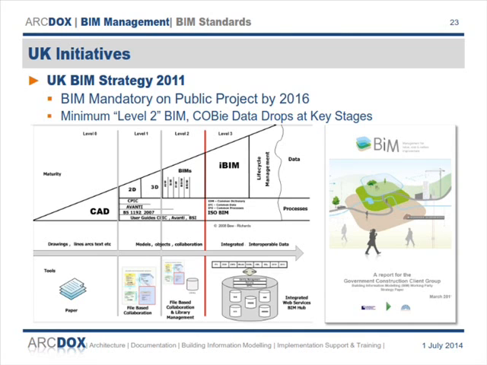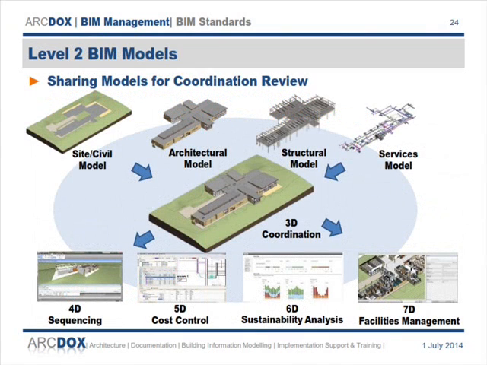So it's a minimum level 2 BIM, and COBie as the deliverable on the project. COBie data drops at the key stages. So looking for level 2 BIM, which is collaborative BIM. Again, you've seen that before. Just as a reminder, level 2 BIM is individual models by individual consultants or contractors brought together into a coordinated model, and then you can do your other stuff, the good stuff like 4D sequencing and cost and sustainability and structural analysis and facilities management, once you've got the model there in a collaborative model, people working together.